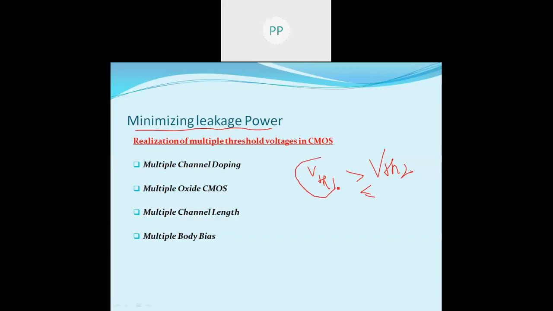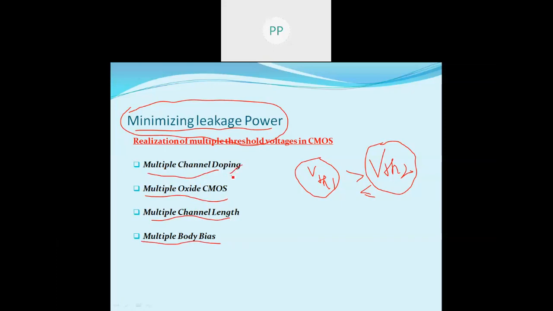So the requirement of different threshold voltages on the same chip is there, and if we could fabricate transistors with different threshold voltages on the same chip, then managing the leakage power could be easier. Here some techniques are discussed that are used to realize different threshold voltages on a single chip, and these techniques are basically multiple channel doping, multiple oxide CMOS, multiple channel length, and multiple body bias. We'll discuss these techniques one by one, their pros and cons, in the subsequent slides.